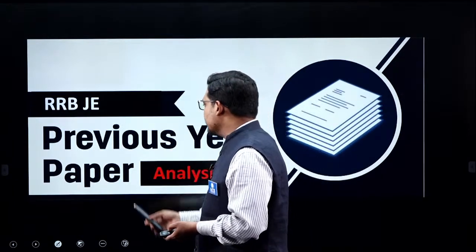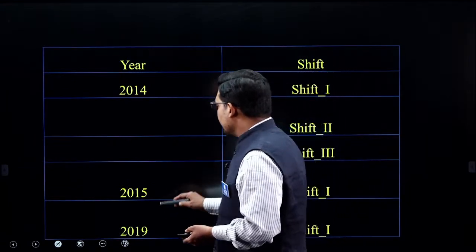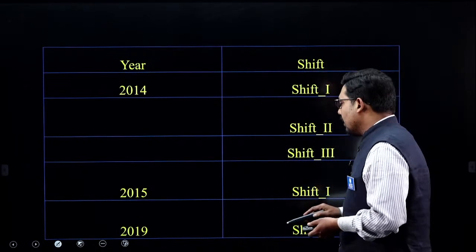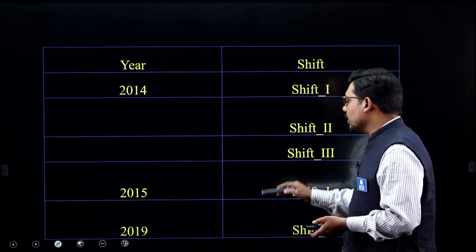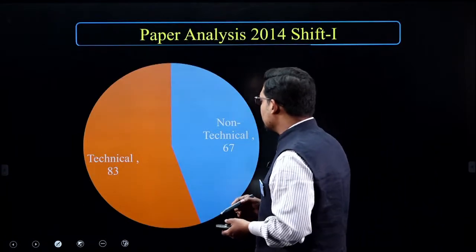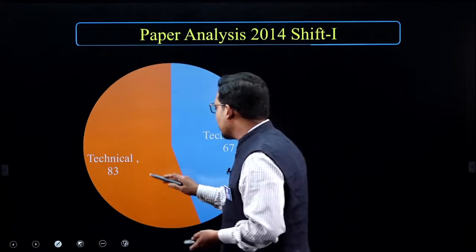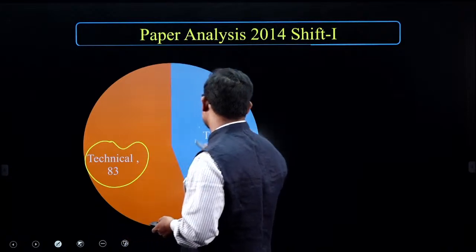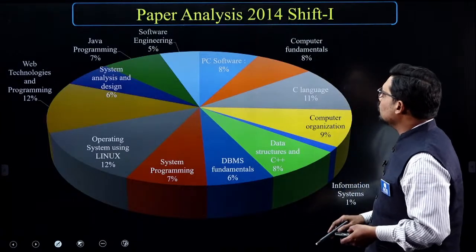So I present you the previous year analysis. Till now, in 2014, 2015 and 2019 the paper has been conducted, and in 2014 it was conducted in 3 shifts. In 2015 and 2019 the paper was conducted in only a single shift, which means only one paper is available. Now in shift 1, I am talking about the case of 150 questions. If you analyze the paper, there are 83 and 67 questions of technical and non-technical respectively. And this is the 2014 analysis.